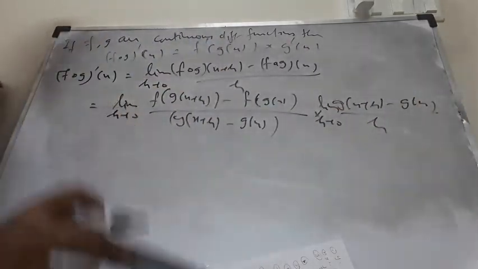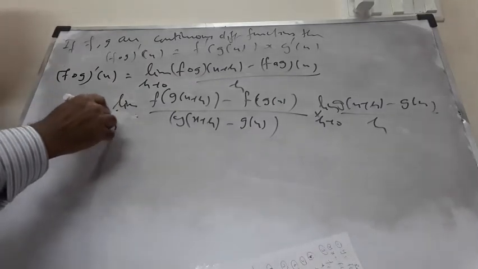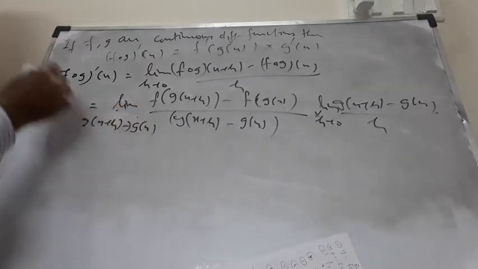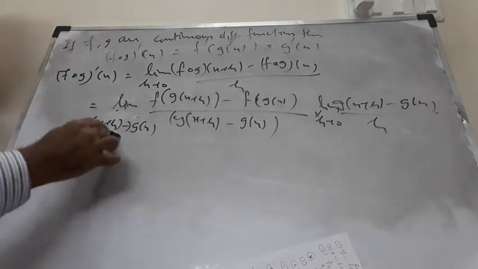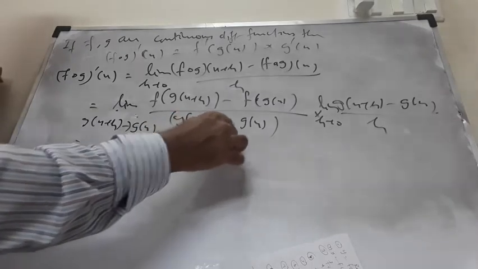As h tends to 0, g(x plus h) tends to g(x), since g is continuous. This is nothing but f'(g(x)) into g'(x).